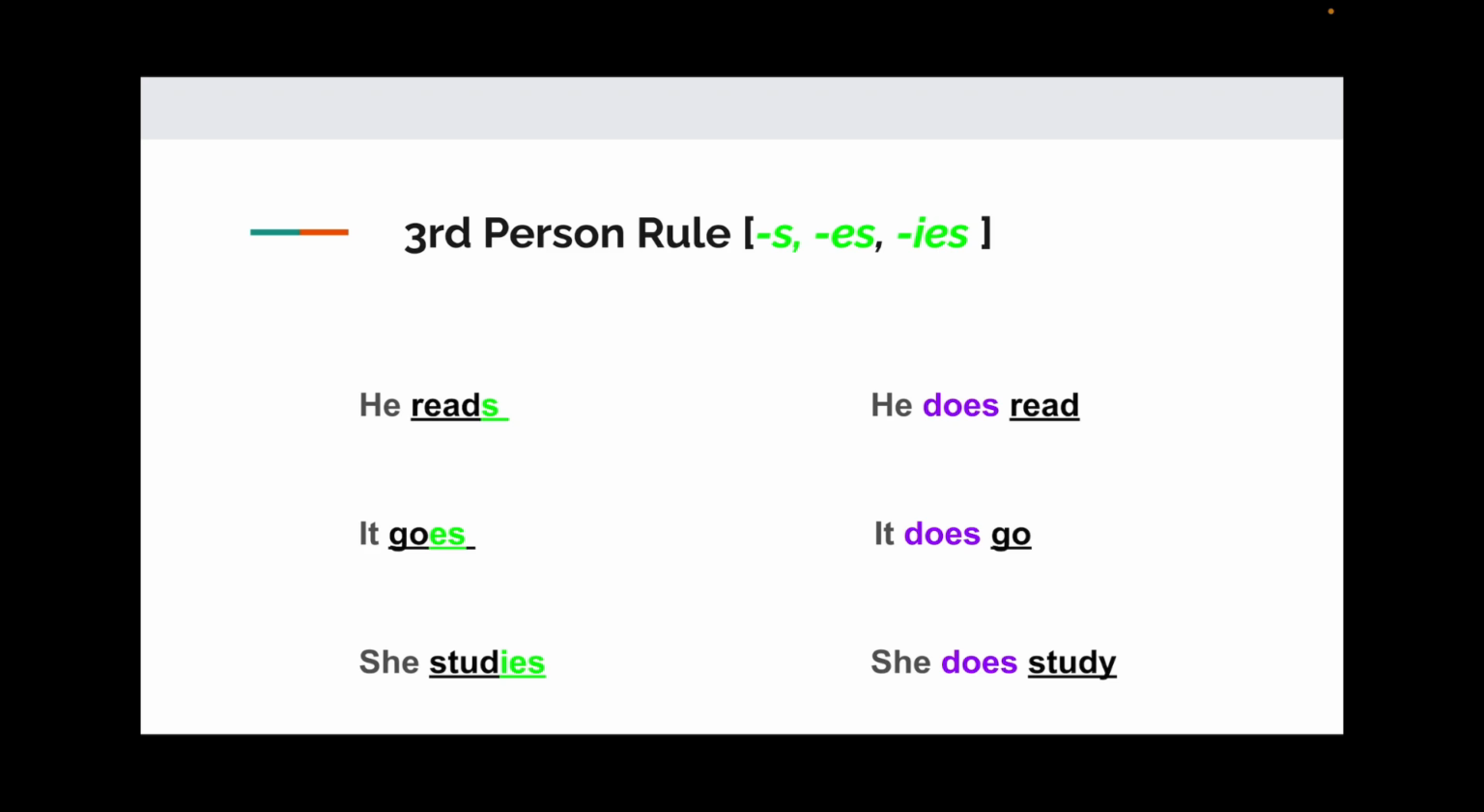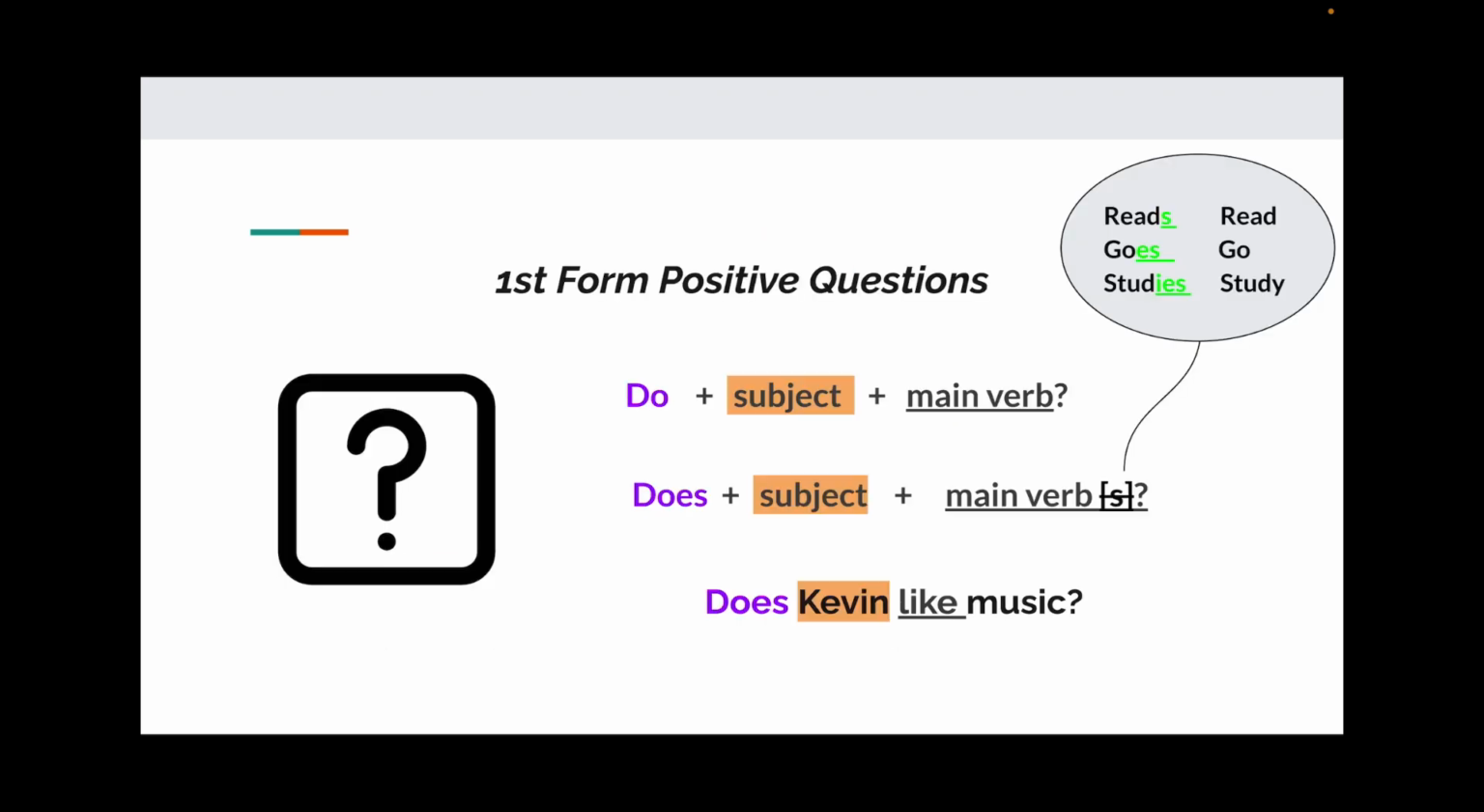And for part one, we talked about this. So if you have something such as he reads, when you add does to the sentence, it will read, he does read. The S is dropped from read. It's the same thing that happens to other verbs such as goes and studies. And so if we apply that here to this slide, you'll see our example, does Kevin like music? The S in the like has to drop because you have does in the question.